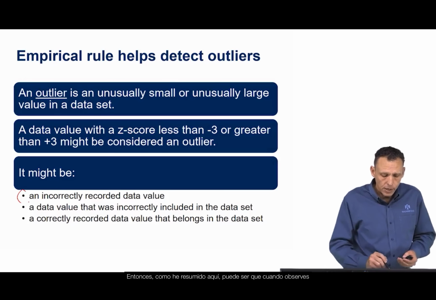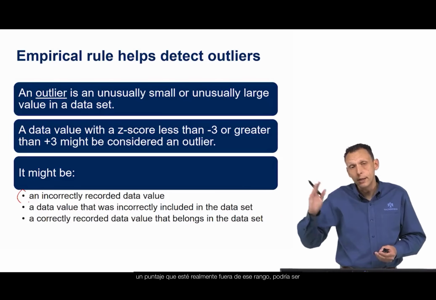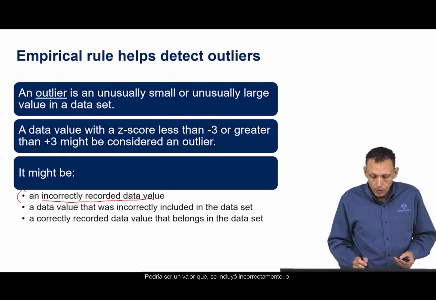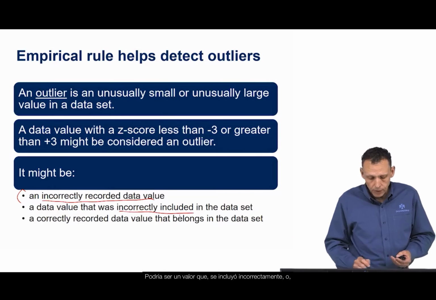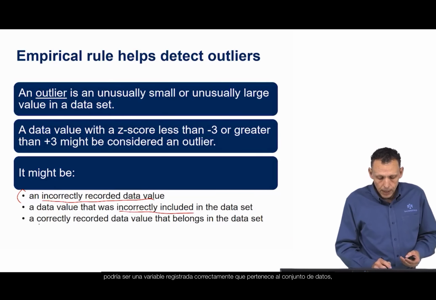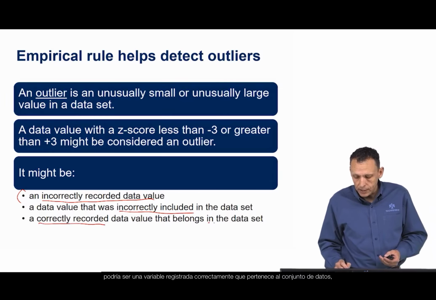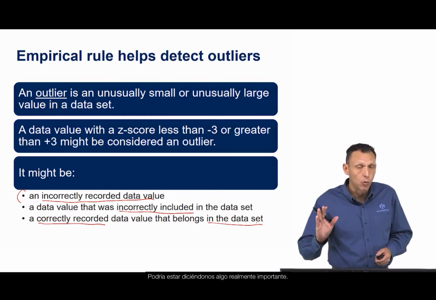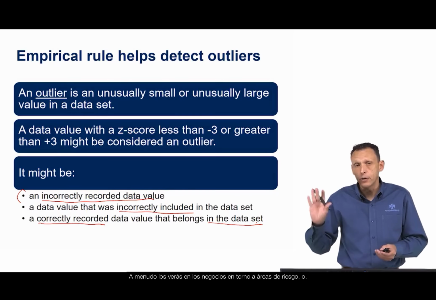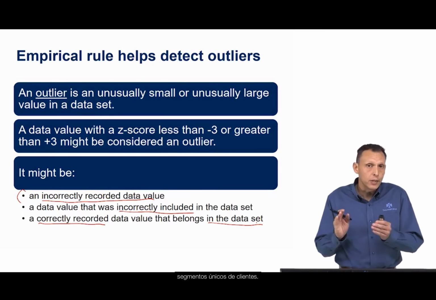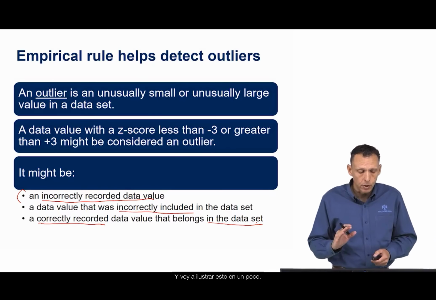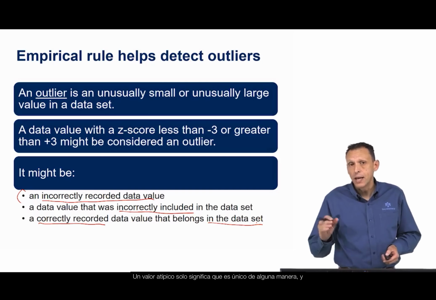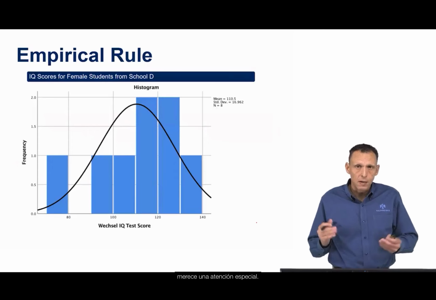As I've summarized here, when you observe a score that's really outside that range, it could be an incorrectly recorded value, or a value that was incorrectly included, or it could be a correctly recorded value that belongs in the data set, but we need to pay special attention to it. It might be telling us something really important. You'll often see these in business around areas of risk or unique segments of customers, and I'll illustrate this in a little bit. So an outlier doesn't necessarily mean that it's bad. An outlier just means that it's unique in some way, and it deserves special attention.